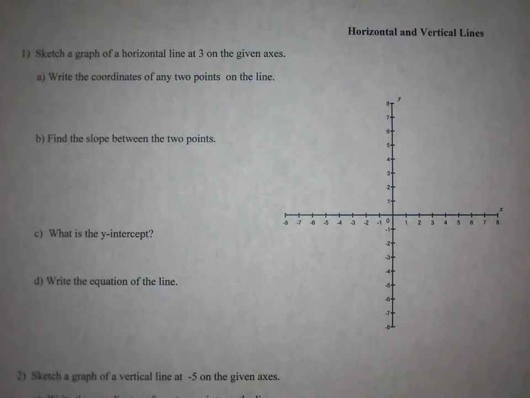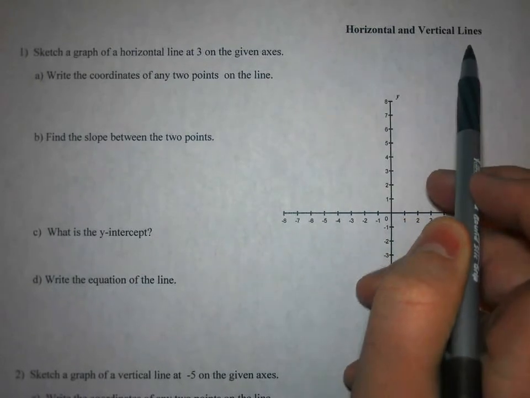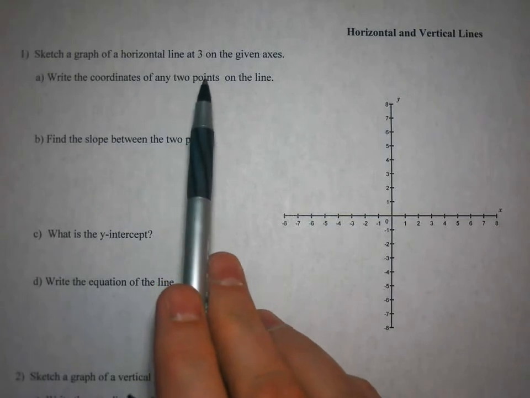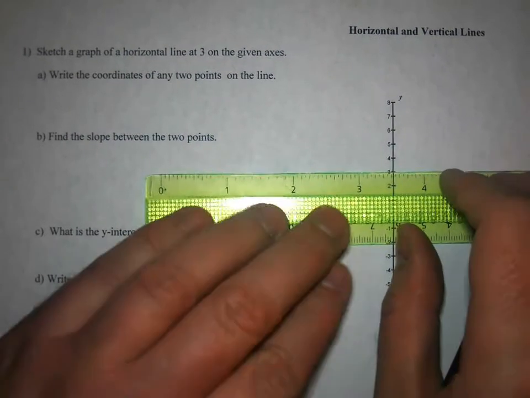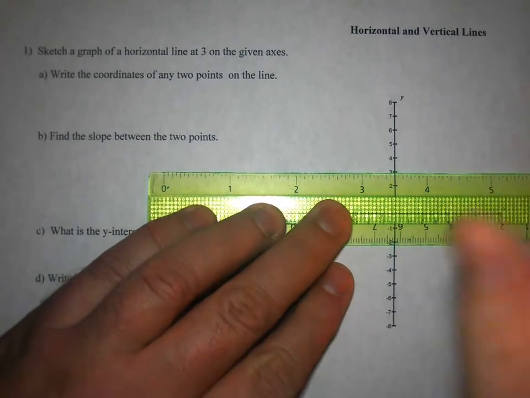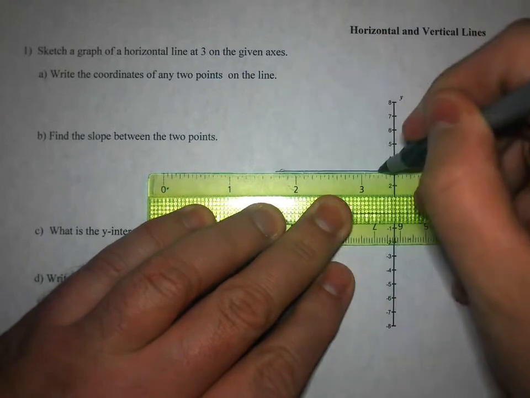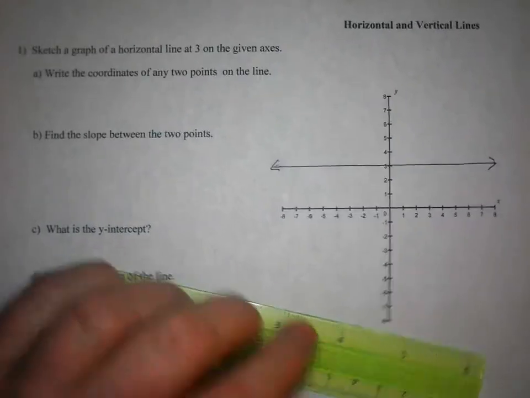Here we're going to look at two special types of lines, horizontal and vertical lines. So sketch a graph of a horizontal line at 3 on the given axes. So horizontal meaning straight across. I'll go up to a value of 3. Go straight across. And there's our line.